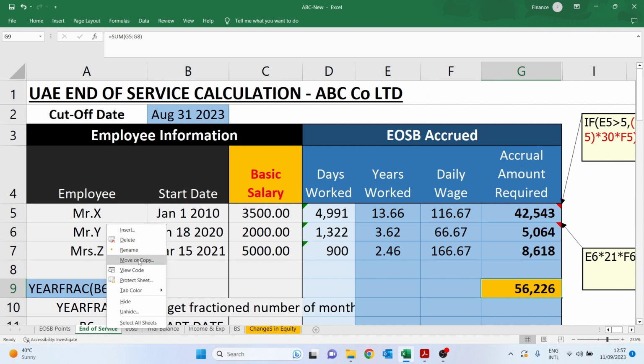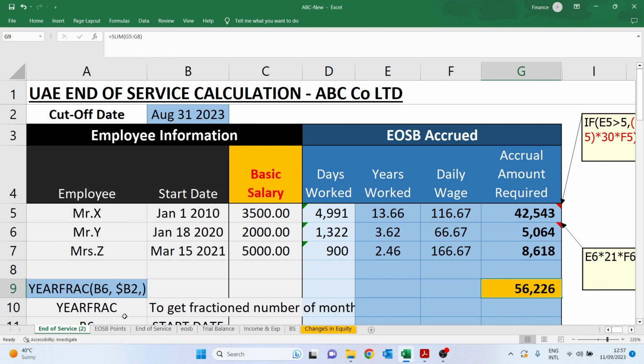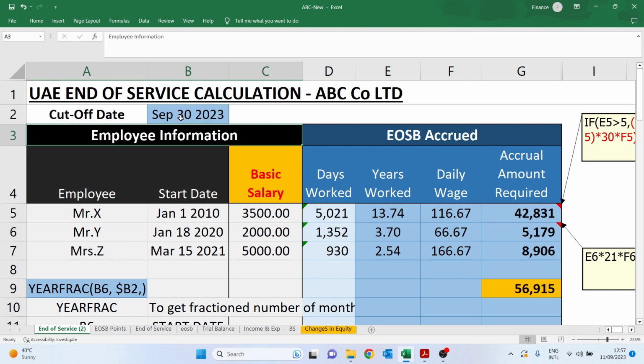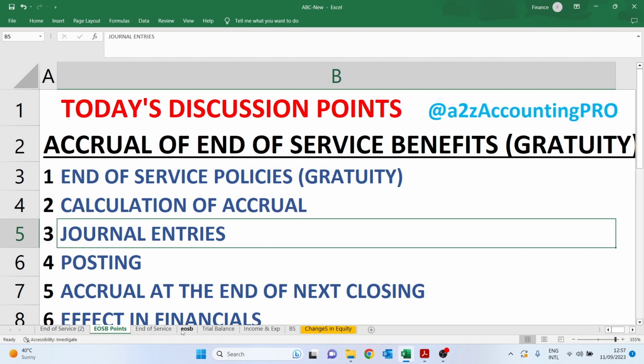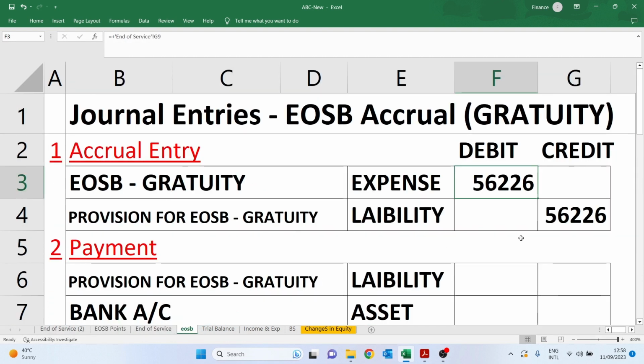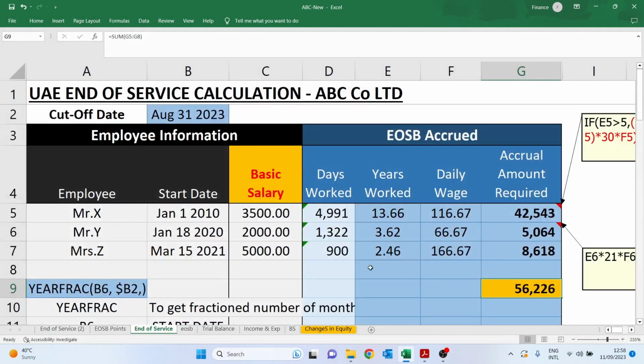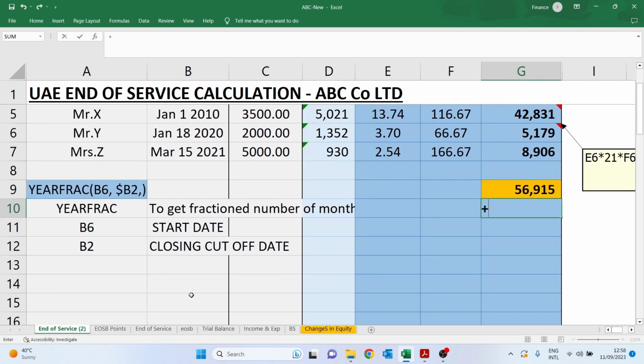Let us create one, let's say this is for September. So now here, as of September, we need to pay 56,915. But as of August, it is only 56,226. Since we have already booked the complete amount 56,226 in August, we don't need to book the whole amount. So the only difference we will book in September. So let us see what is the difference between August and September.